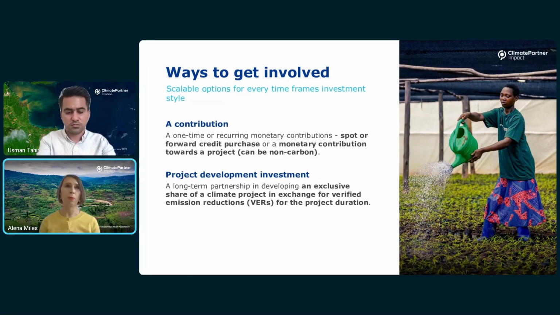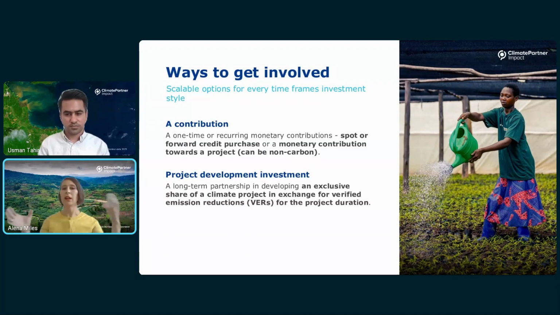So that's one way. It could be a one-off or a recurring contribution, but not a long-term commitment. The other way that many of our clients work with us is a long-term investment in a project. What that typically looks like is a long-term partnership for the duration of the project's lifetime, which, as I've mentioned, could be 10 years, could be 40 years, or everything in between, where they invest in an exclusive share of our total project.